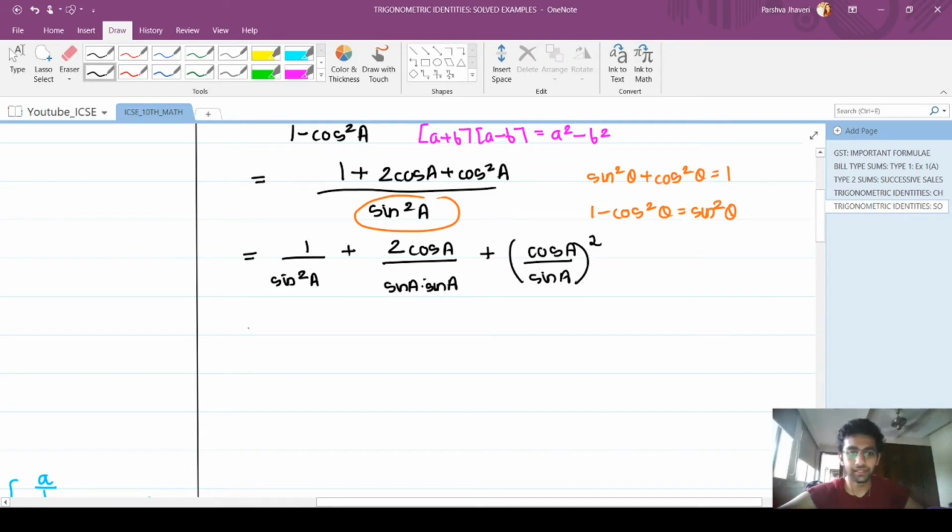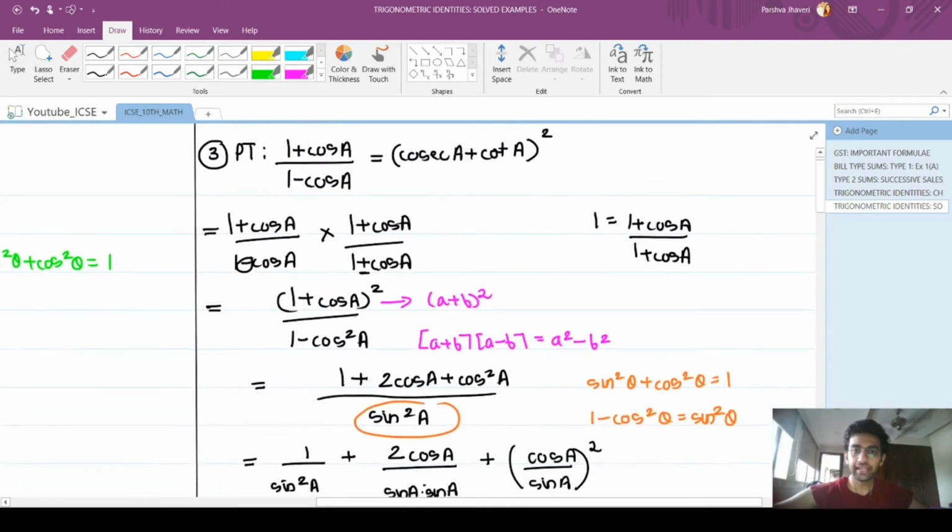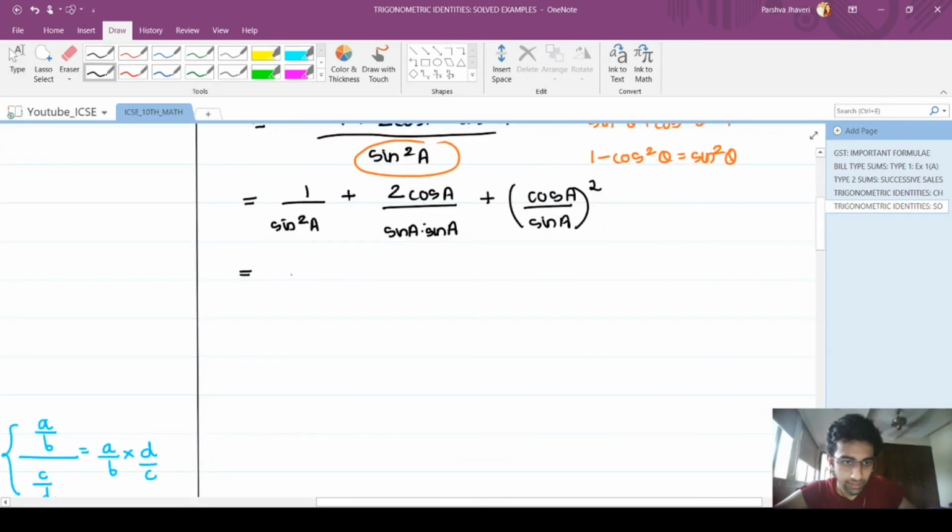Now this is very simple. What have they asked us? Cosec A plus cot A whole square. Now, if you notice, 1 upon sin square A can be written as cosec square A, because cosec A is 1 upon sin A. Next, I can write this as 2 cosec A cot A. And lastly, I can write this as cot square A.